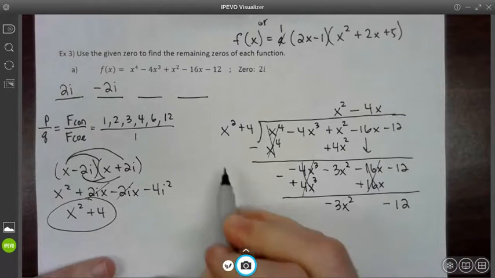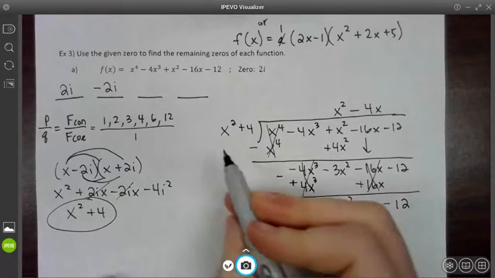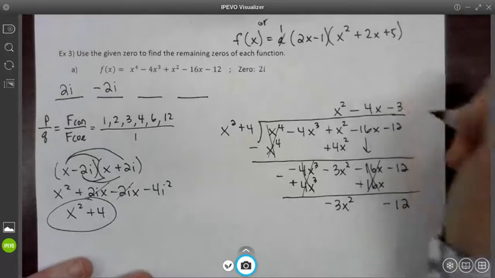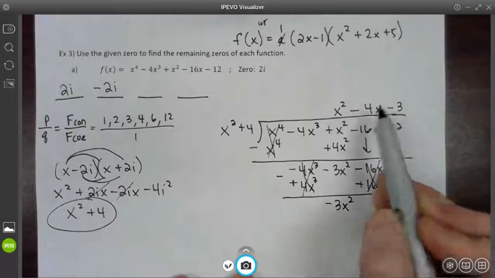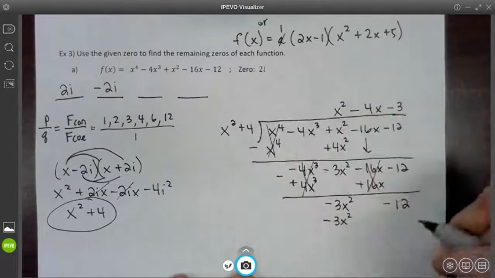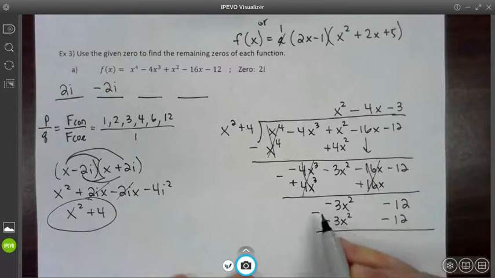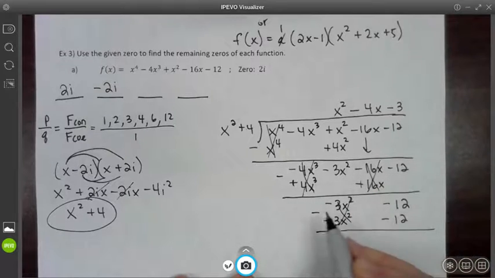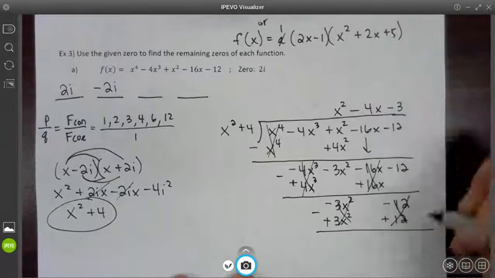How many times does x squared go into negative 3x squared? Well, negative 3 times, right? X squared times what gets you negative 3x squared? Negative 3. So above your just numbers, you put your negative 3. All right, now we multiply. Negative 3 times x squared is negative 3x squared. Negative 3 times 4 is negative 12. And now we subtract. Negative 3x squared, subtract negative 3x squared, turns to a plus, so now they cancel. Negative 12, subtract negative 12, negative turns to plus, and now they cancel. Nothing left to bring down.